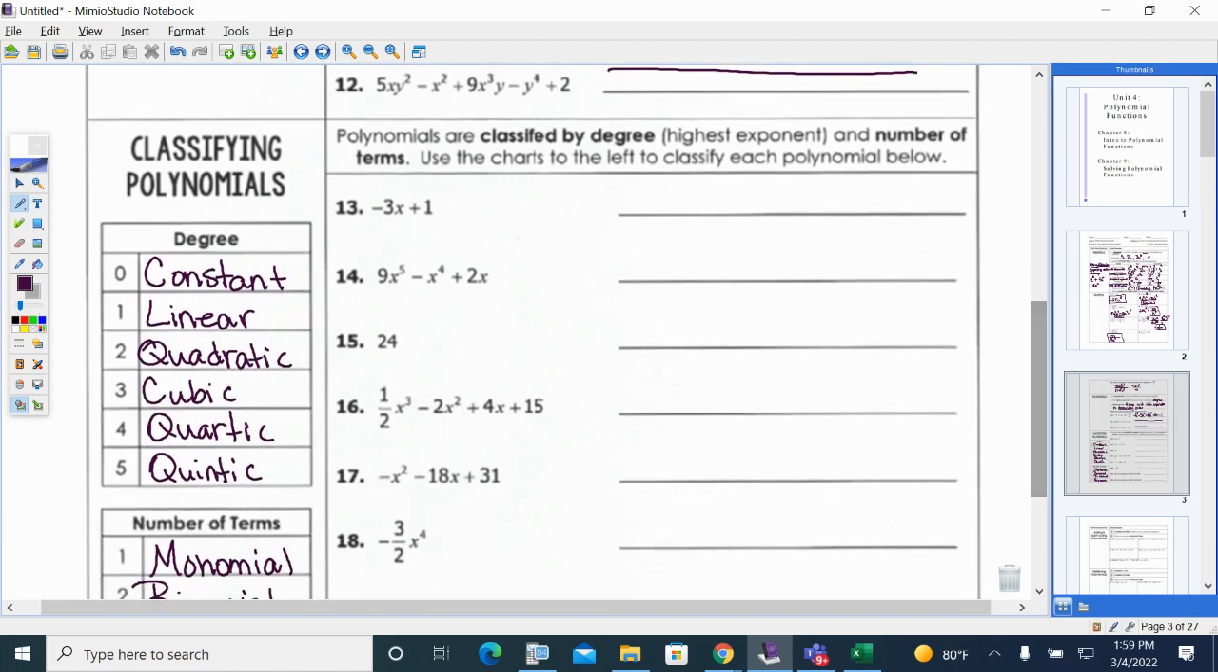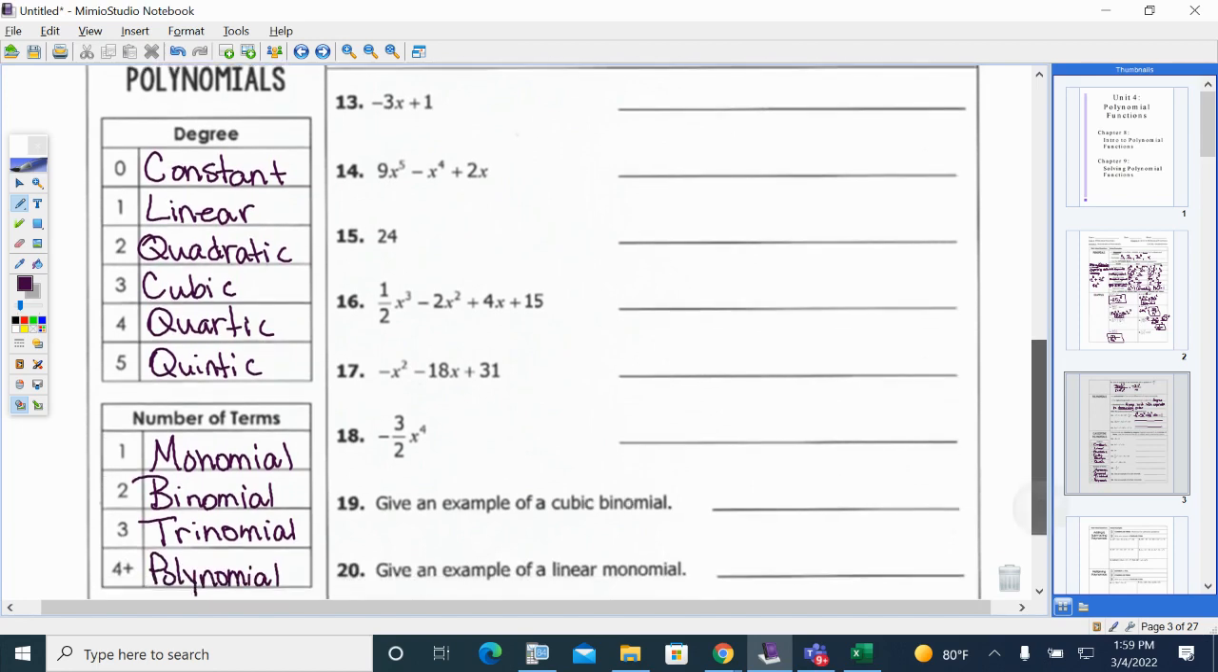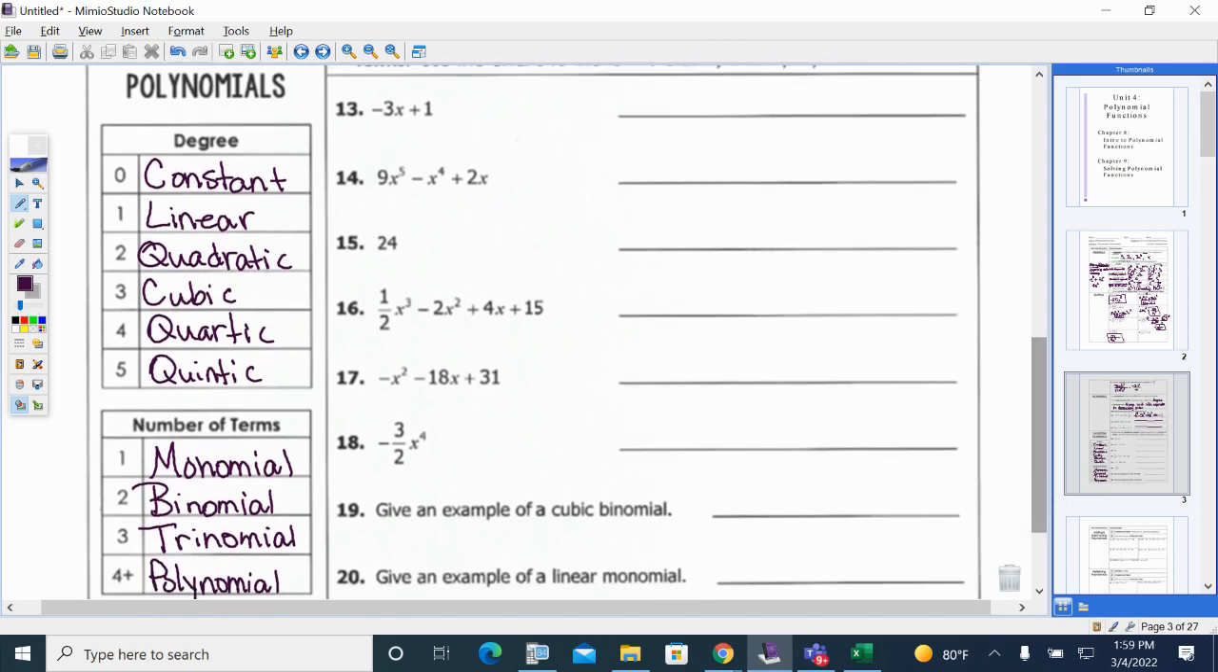So classifying polynomials. Polynomials are classified by their degree, which is their highest exponent, and the number of terms. So you want to use the charts to the left to classify each polynomial. There's two ways to classify a polynomial. One of the things that we look at is the degree of the polynomial, the highest exponent. If the highest exponent is a 0, meaning there are no x's, then it is a constant. If the highest exponent is a 1, we call that linear.